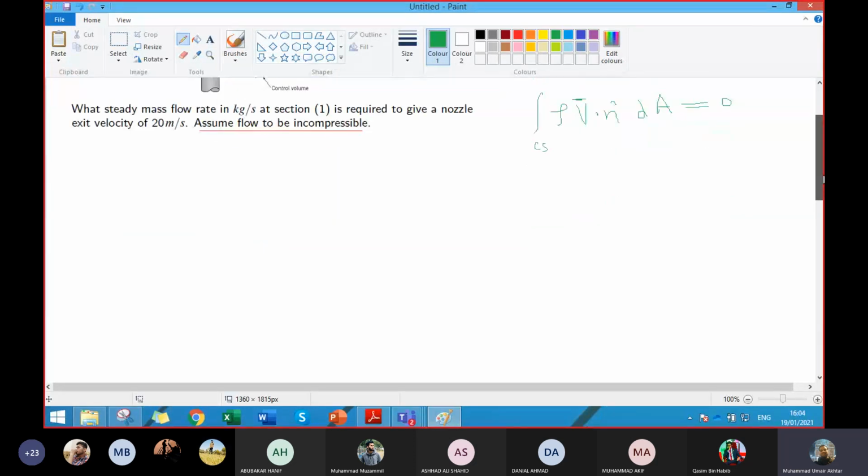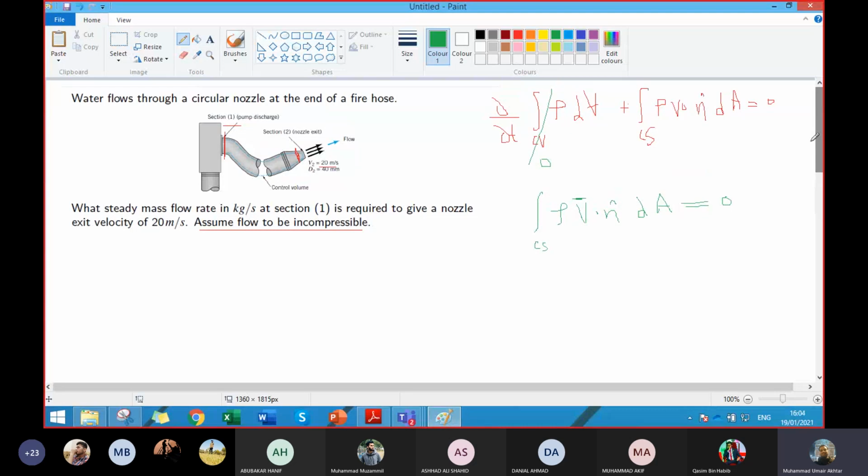Now we know that we have two points of flow, section 1 and section 2. Section 1 will act as inlet, because it's a constant area section. So we'll write minus for the inlet: rho 1, that is the density at point 1, into the area of point 1, into V1, that is the velocity at point 1. Plus at section 2, let's say density is rho 2, with a plus sign because it's an outlet, into A2 into V2, and it should be equal to 0.